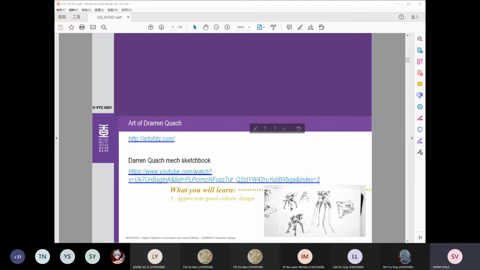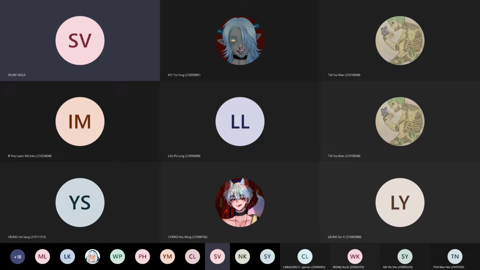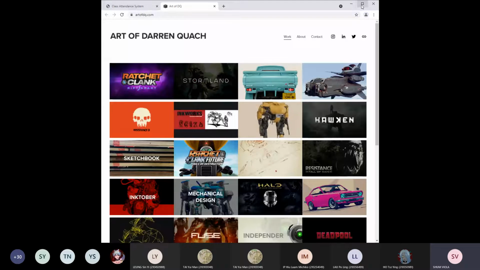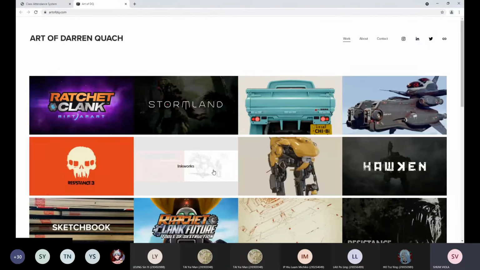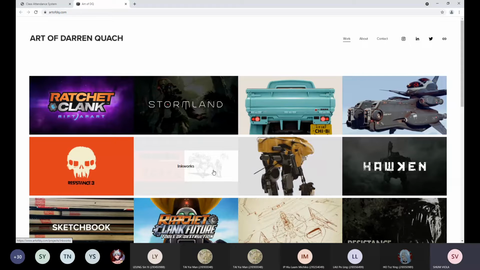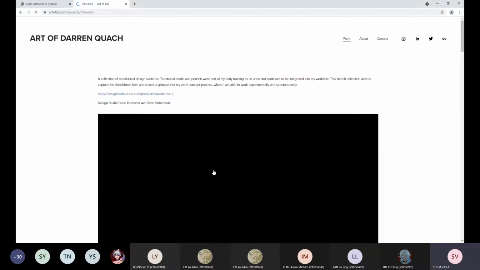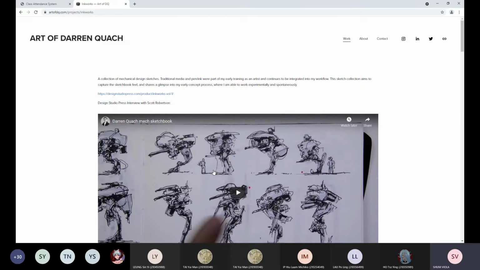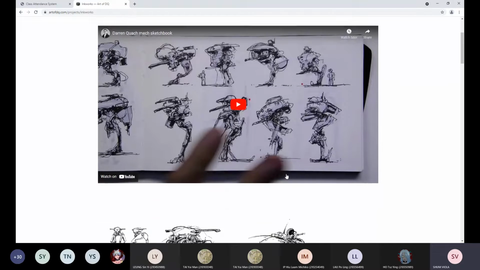So I'm going to show you this website. But actually, it's not 100% the same as what I need you to do in your assignment. Not really. I just want to show you some robotic joints. Because I told you, when you're designing the robot, you have to think about the joints of the robot. For example, here.